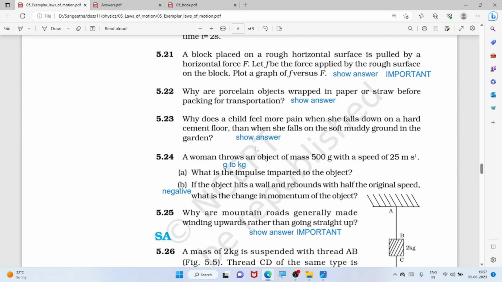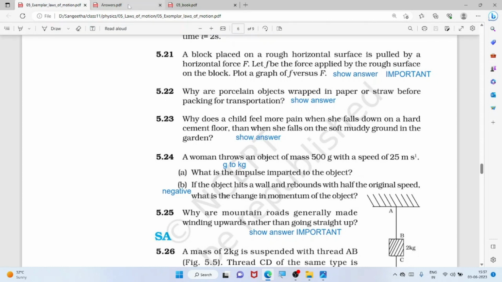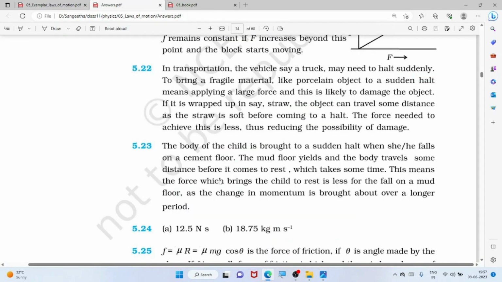Why does a child feel more pain when she falls down on a hard surface or cement floor, compared to falling on a soft ground? 5.23.